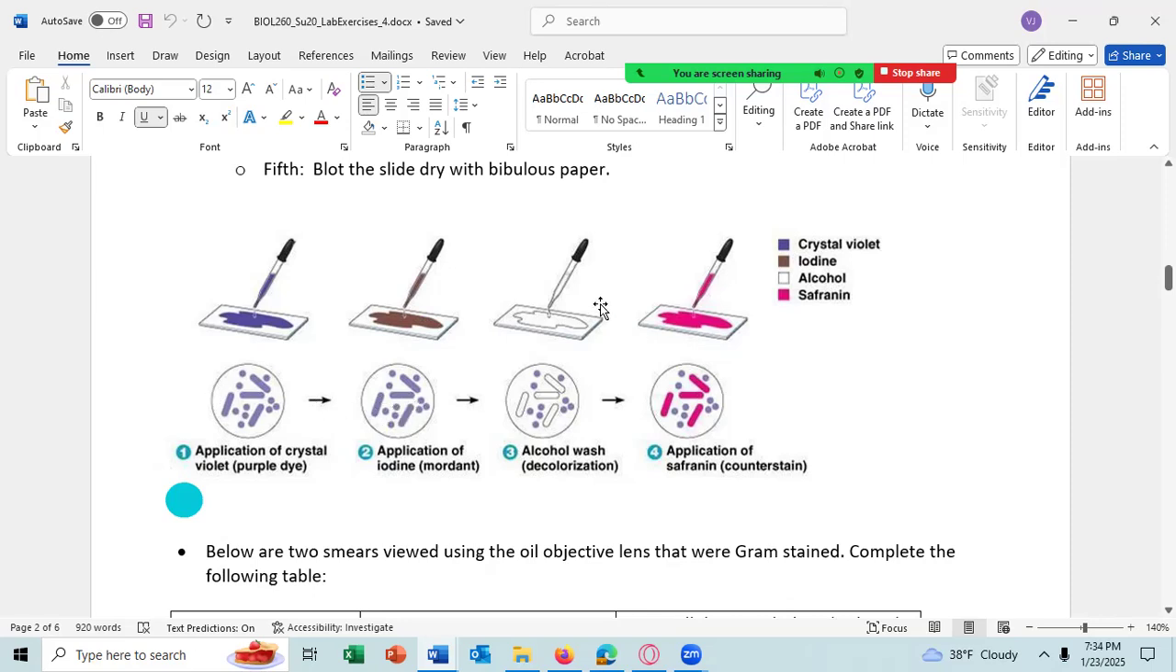And then you apply the decolorizing agent that will pull the crystal violet iodine complex out of the gram negative cell, so they will appear clear. The gram positive cells will retain the crystal violet iodine complex, and they will retain their purple color. You then stain with safranin. It's the counter stain, and it will get the gram negative cells staining pink and the gram positive cells staining purple.